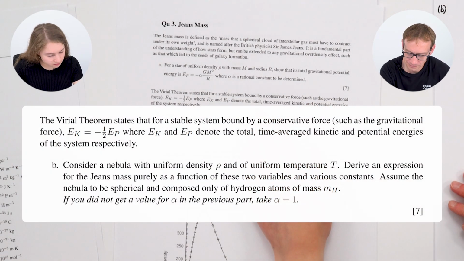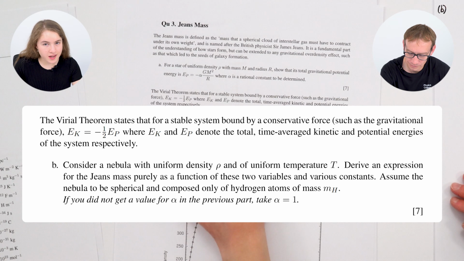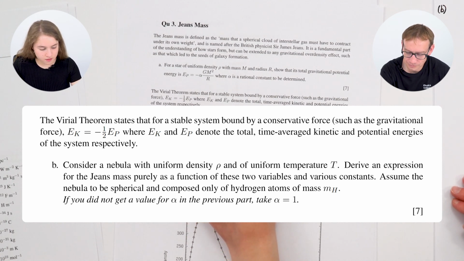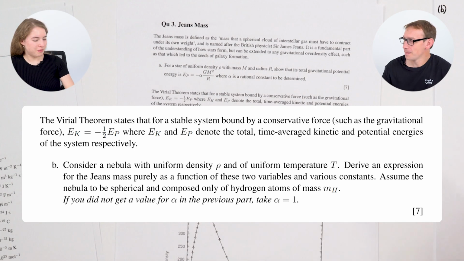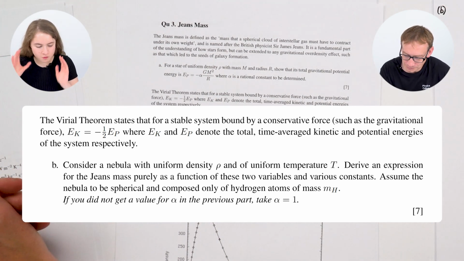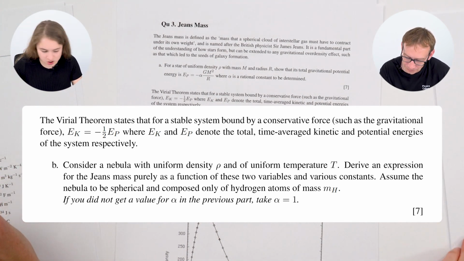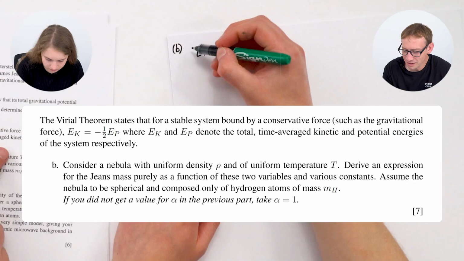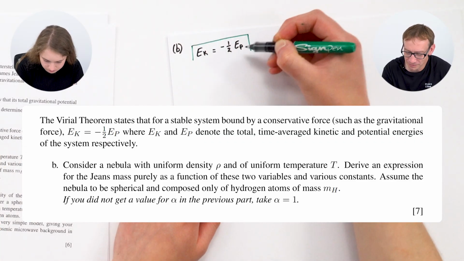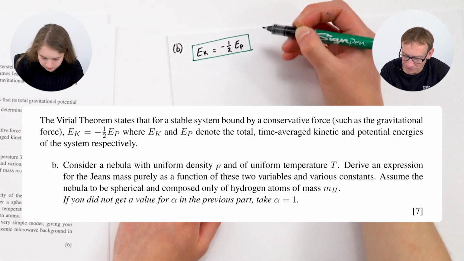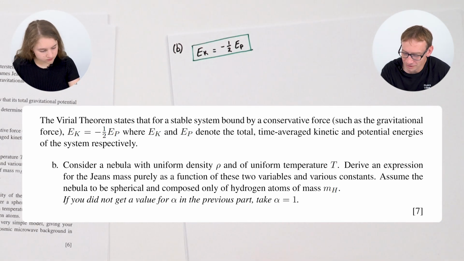The virial theorem states that for a stable system bound by a conservative force, the kinetic energy is equal to -1/2 times the potential energy. This is probably going to be useful considering it's in the preamble for part B. But let's park that for now. Let's write it down. Again, I think a lot of this will be familiar to lots of students. You've got the time average kinetic and potential energies of the system respectively. So far it looks okay.